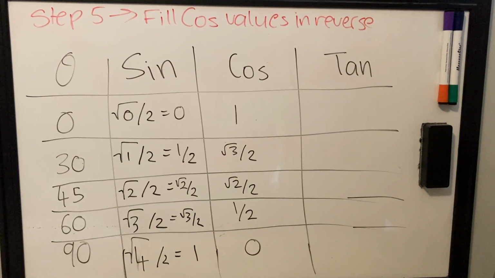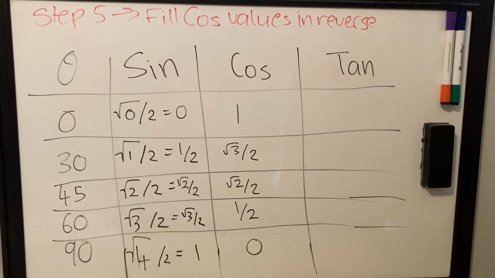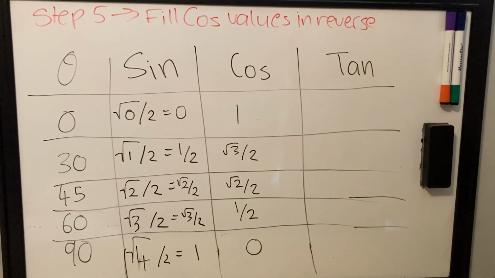Step 5 is to fill in the cos values based on the sine values. So what I've done here is I've taken the sine values and reversed the order and written in the cos values. So for example, sine 0 is the same as cos 90. And sine 30 is the same as cos 60, and so on.